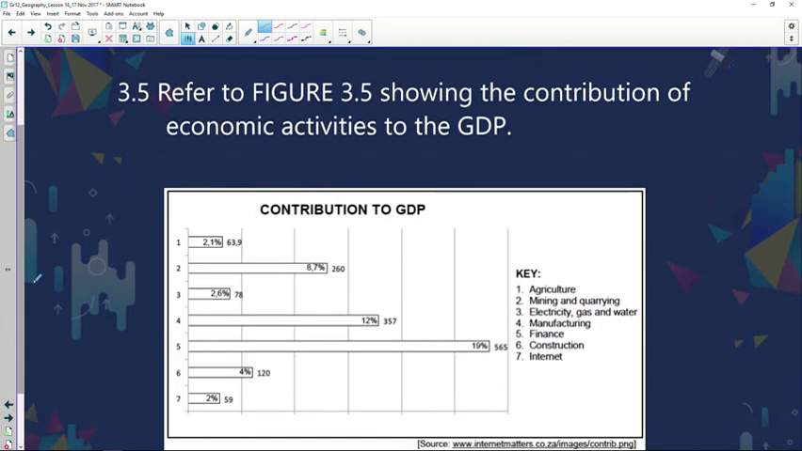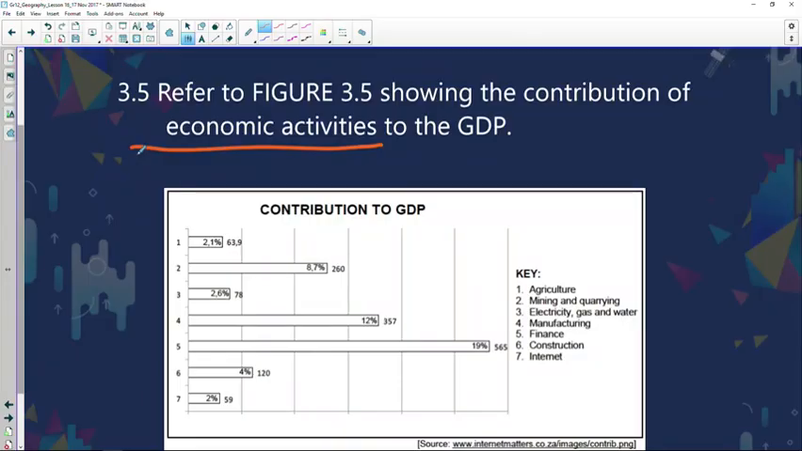If you look at our next question, it's a graph showing some information. It shows the contribution of economic activities to the GDP. GDP stands for gross domestic product. Now, if you quickly have a look at it, key one is agriculture, that's farming. If you look at mining, that's gold, platinum is over there. Electricity, gas and water is over there to service.